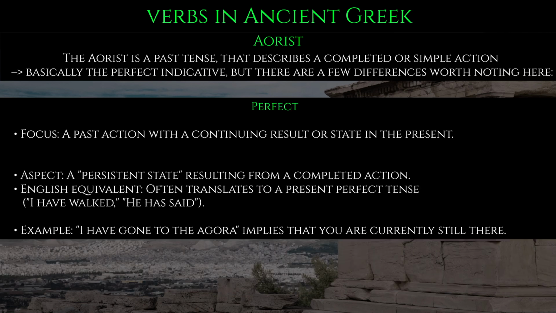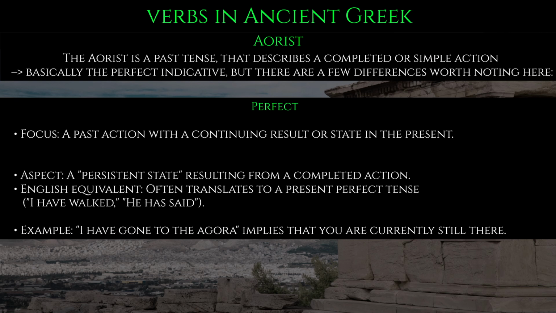Compare this to the perfect. Here we have the focus of a past action with a continuing result or state in the present. For the aspect, we have a persistent state resulting from a completed action. Again, an English equivalent would be the present perfect tense. I have walked, he has said, and so on. For example, I have gone to the agora. This implies that you're currently still there.